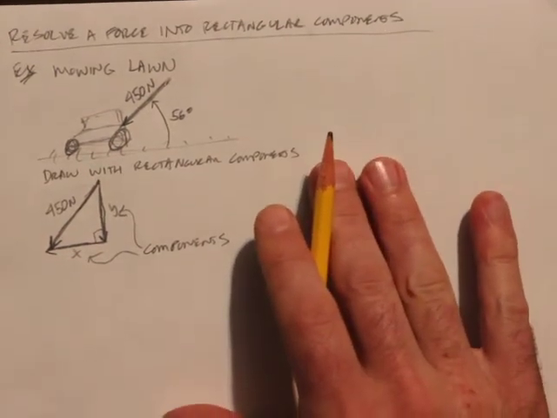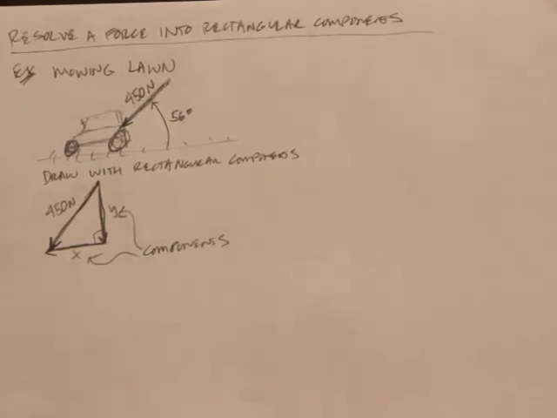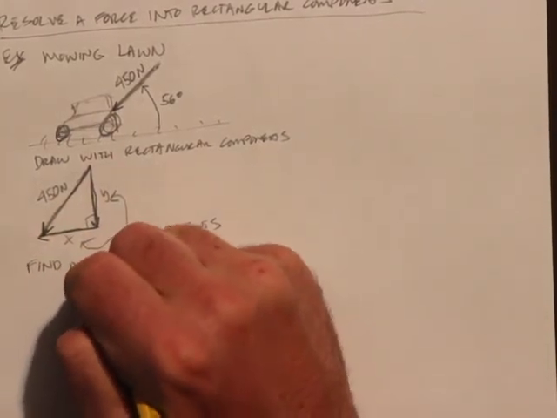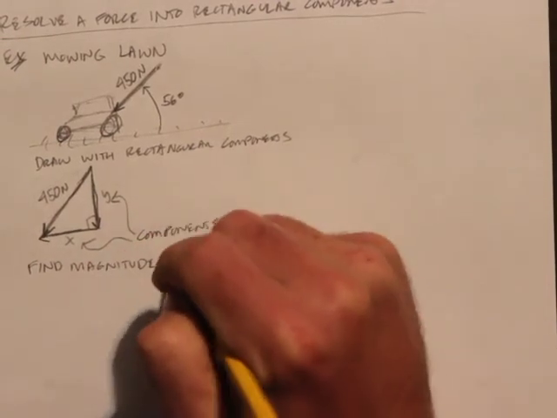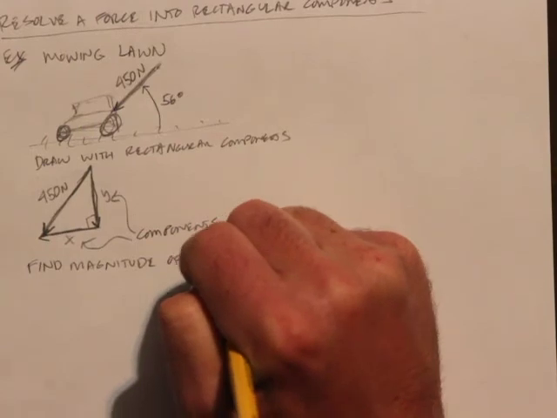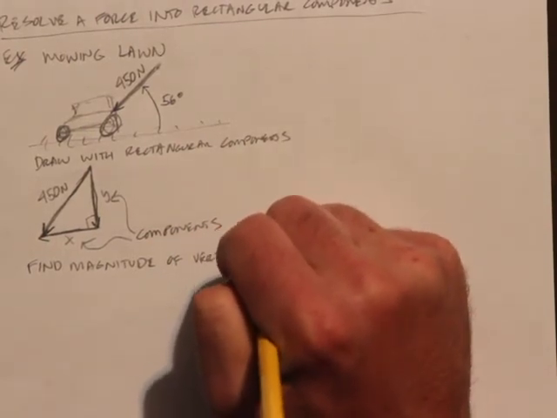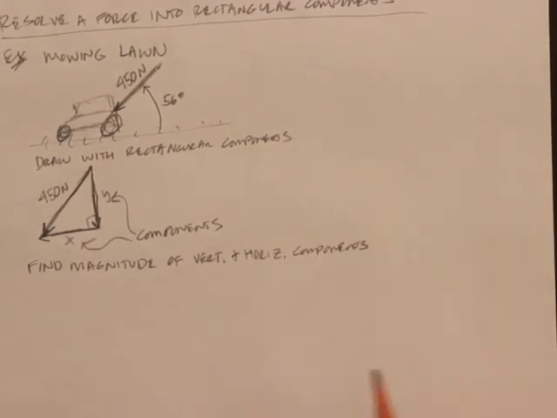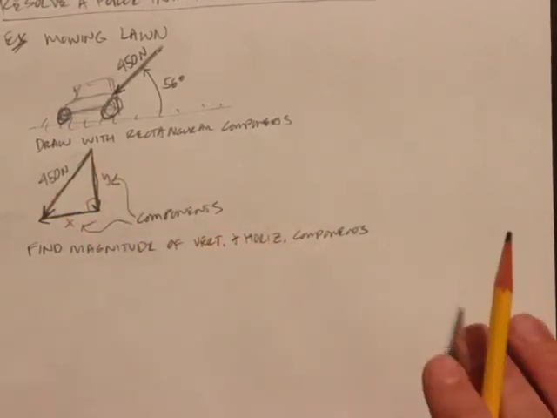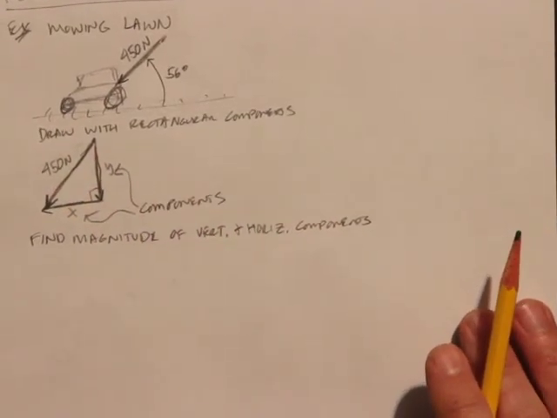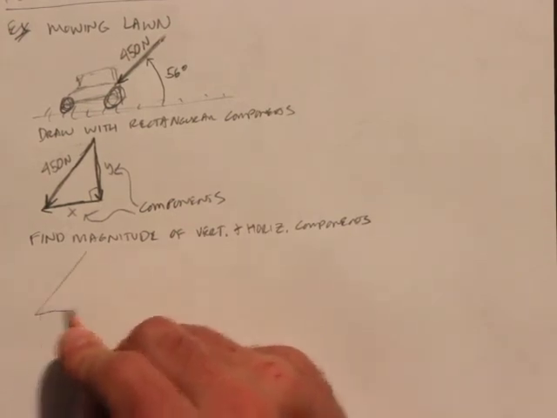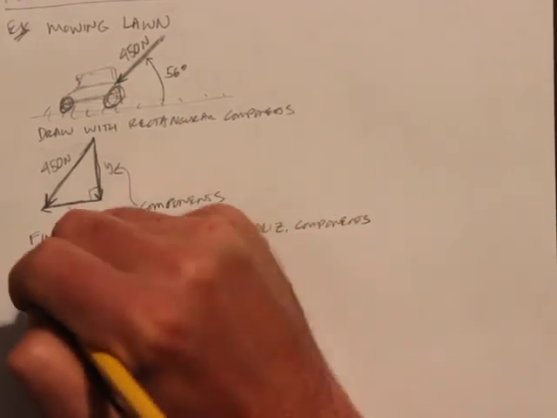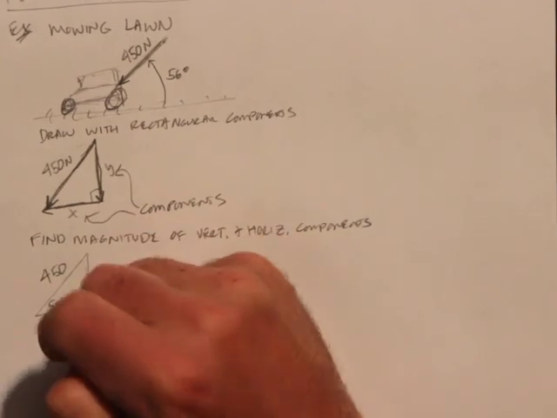All right, so we are going to look at a couple examples and find the magnitude of vertical and horizontal components. Okay, so we're going to use this example. If I have this triangle, we know this is 56 degrees, we know this is 450 newtons, and this is Y and this is X.